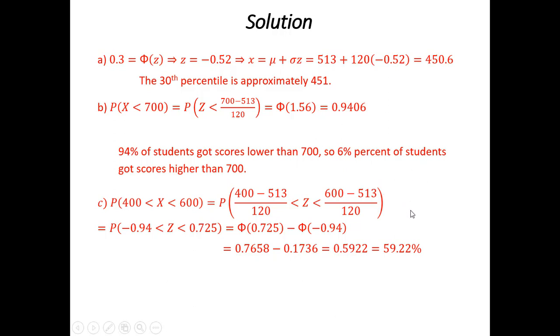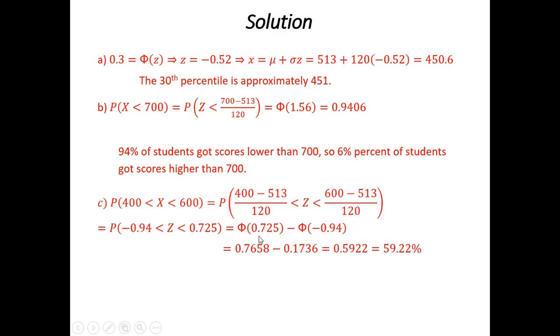Okay, finally, in part C, we want the probability that a score is between 400 and 600. So our first step, we convert these x values to z values. It's x minus mu over sigma. So 400 minus 513 over 120. So this works out to be minus 0.94. And then 600 minus 513 over 120. That works out to be 0.725.